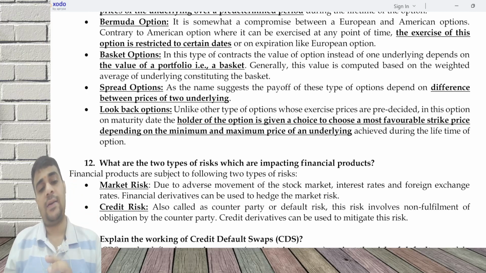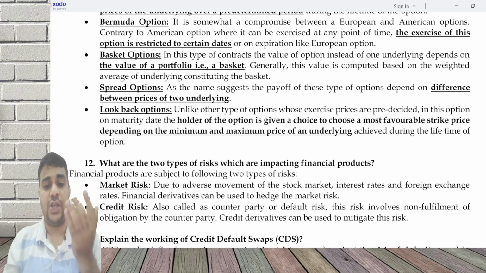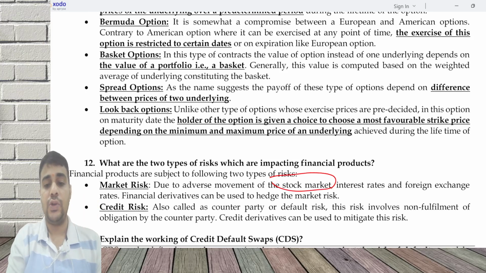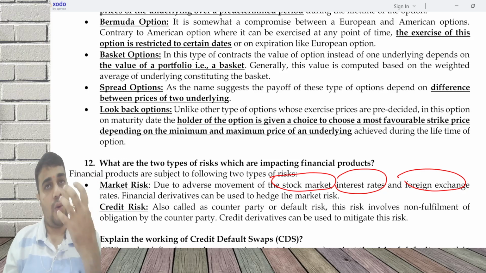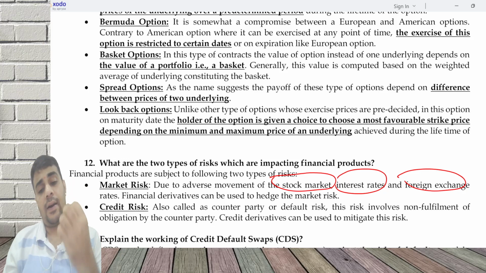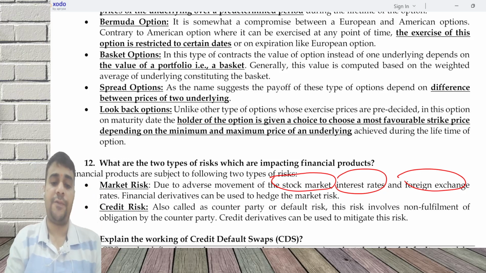Market risk is that prices keep changing due to adverse movement of the stock market, interest rate, foreign exchange. To cover yourself against ICICI prices going up or going down, I can go through a financial derivative, that is futures, options. I can take them and cover myself against the increase or decrease in the prices of ICICI Bank. Credit risk is called default risk, for which we have credit derivatives.